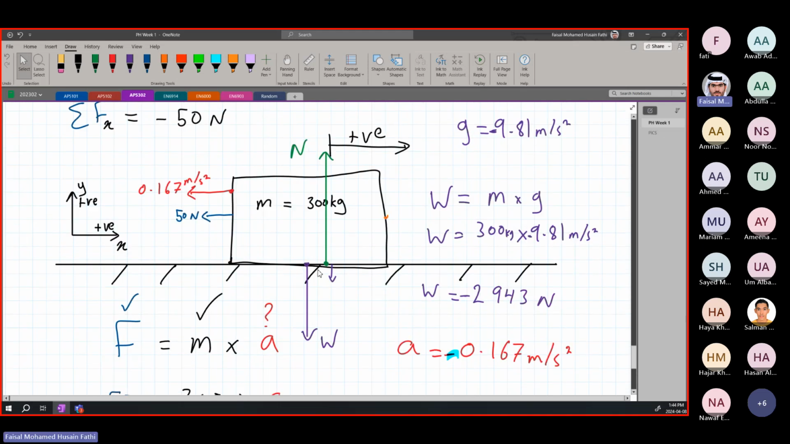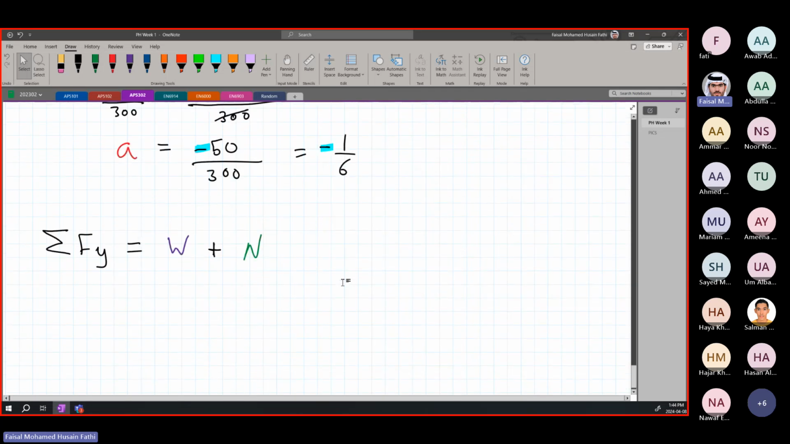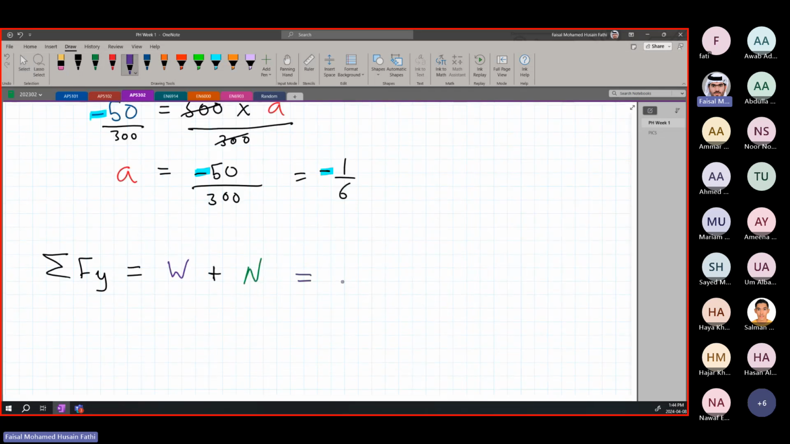Is the box moving up and down? No, it is stationary. It is still. It is not moving up and down. It is only moving left and right. But up and down, it is on a flat table, so it is not moving. So the total sigma Fy is equal to 0. This is all equal to 0.